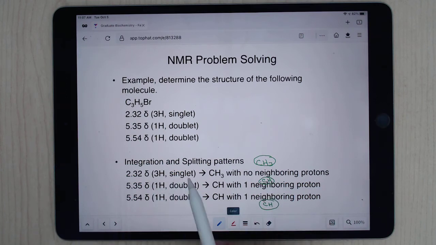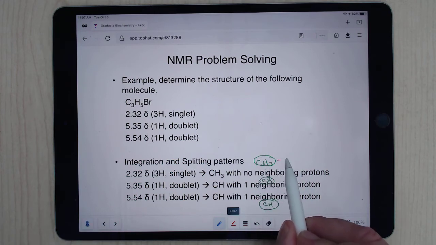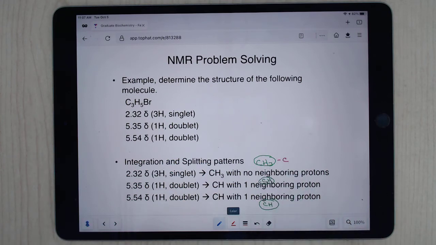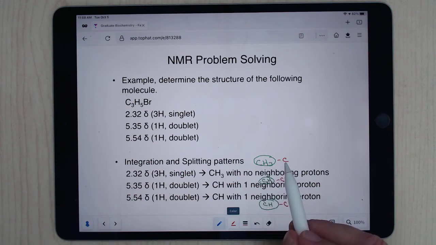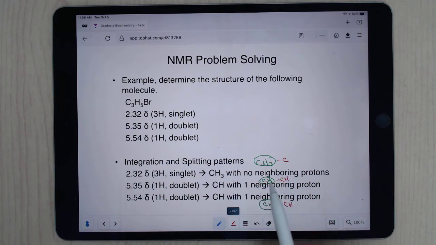We have a singlet here, so that means there are no neighboring protons. So this must be a CH3 next to, say, a carbon that doesn't have any hydrogens. Here, because it's a doublet, there's one neighboring proton, so it must be a CH. Same thing down here. So we have a CH3 next to something without any hydrogens, and each one of these CHs is next to something with a CH.